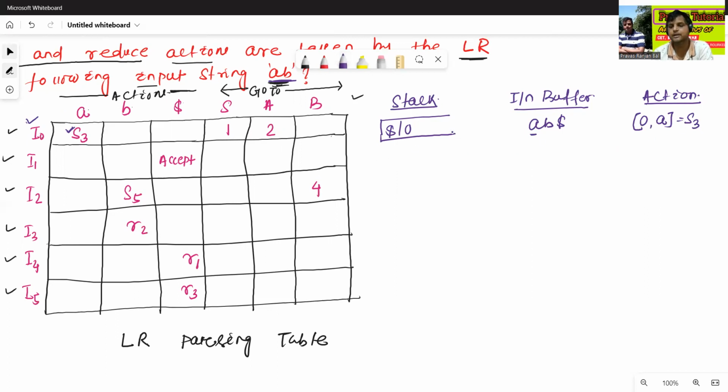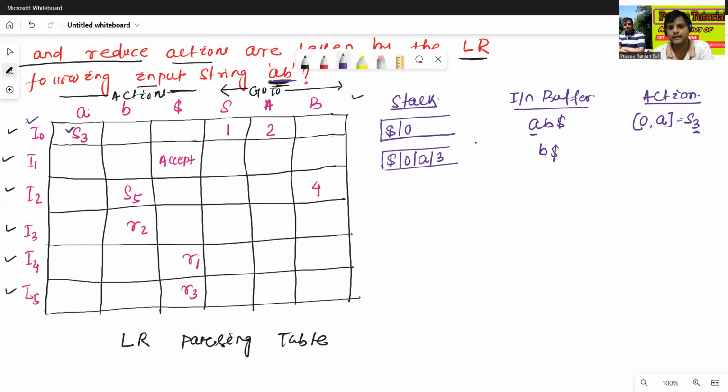Now we'll shift on top of the stack. See, this is the dollar. This is 0. Now we'll push or shift this A on top of the stack. Then we'll push the number of the shift action. Here the number of the shift action is 3. So now we'll push 3. Then the remaining element of the input string is B dollar.